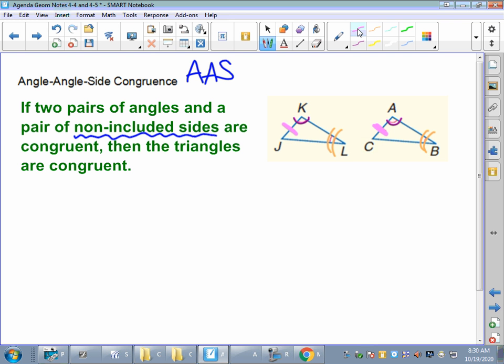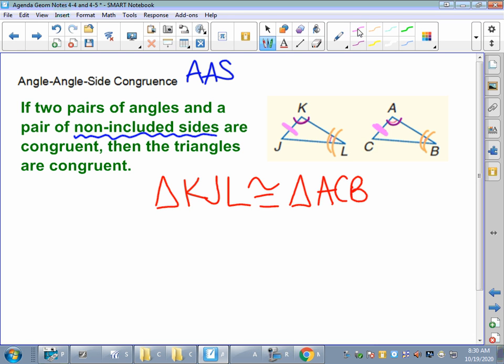triangle, let's name it KJL, just for something tricky. Triangle KJL. And what would triangle KJL be congruent to? How would you name the other one? Triangle ACB, right? Hopefully you've got this all down and it's super easy for you to write that congruent statement.